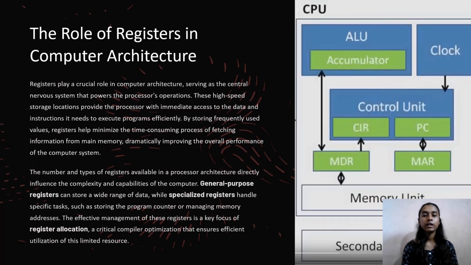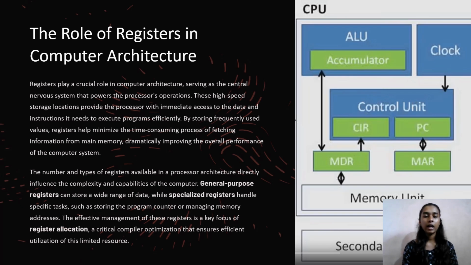Role of registers in computer architecture. Registers play a crucial role in computer architecture, serving as the central nervous system that powers the processor operations. This high-speed storage location provides the processor with immediate access to the data and instructions it needs to execute programs efficiently. By storing frequently used values, registers help to minimize the time-consuming process of fetching information from main memory, dramatically improving the overall performance of the computer system.